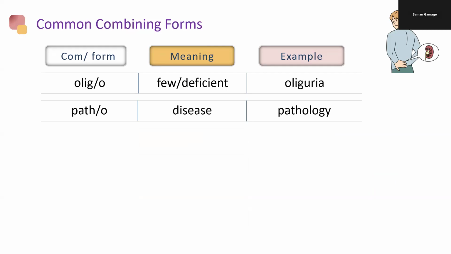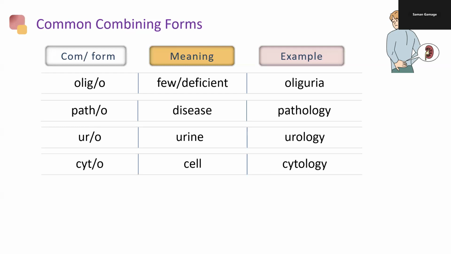Patho is disease. Pathology is the study of diseases. Uro means urine. Urology means the study of diseases of the urinary system. Cyto is cell. Cytology is an example. Cytology means the study of cells.